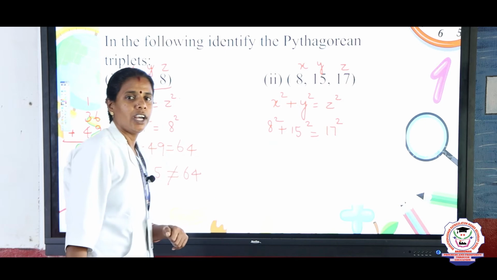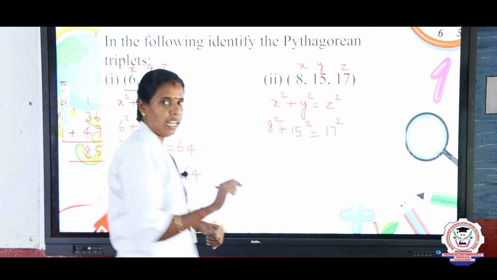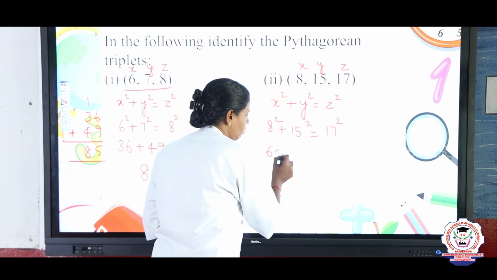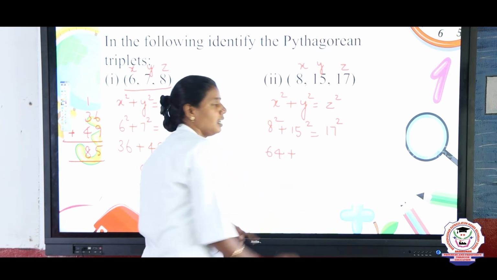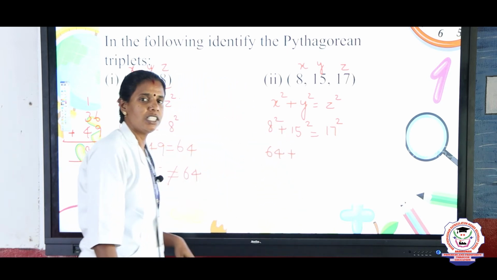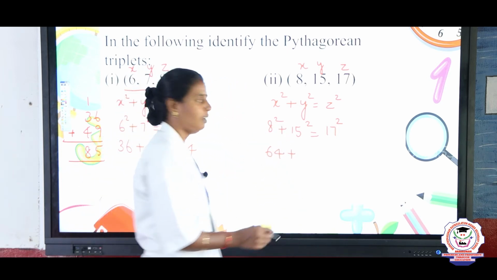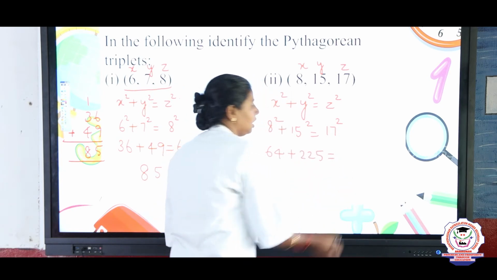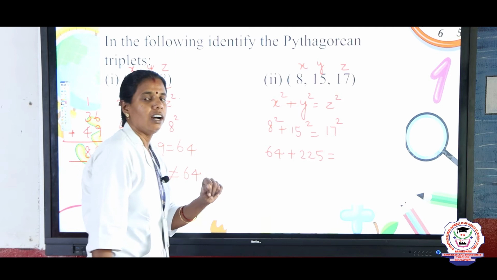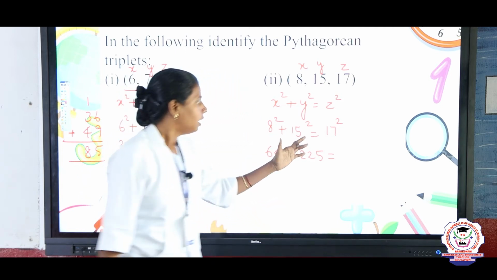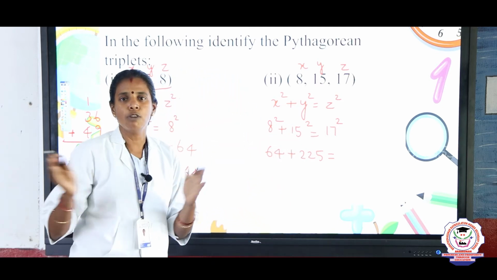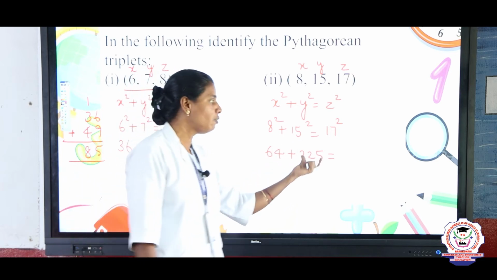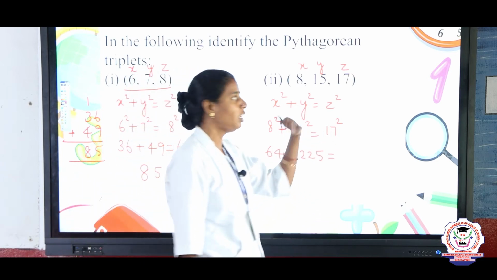What is 8 square? Which is 8 into 8. 8 8s are 64 plus 15 square. What is 15 square? 15 into 15. 15 15s are 225. Very good. And 17 square. See, if we know the square values from 1 to 20, it will be easy for us to substitute the value, or else we need to find the products.